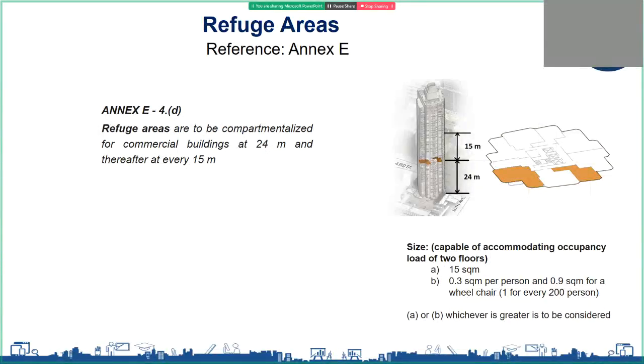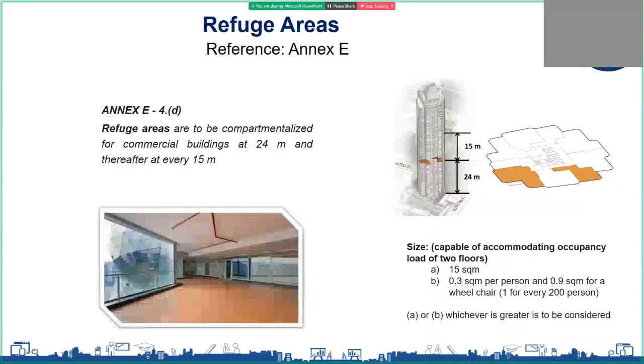So to protect the refuge area, a fire door and partition shall be provided to separate it from the rest of the building. For commercial buildings, the first refuge area shall be provided at the 24th meter, and thereafter every 15th meter we shall have a refuge area. This is a typical application of a refuge area where you can see a 120-minute fire rated glass door and partition which is separating the building interiors from the refuge area.